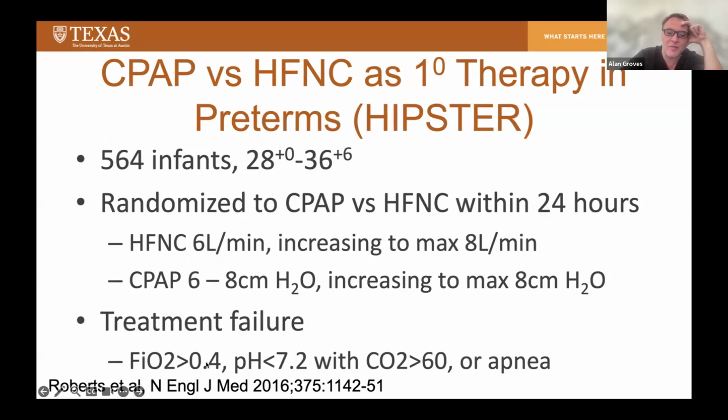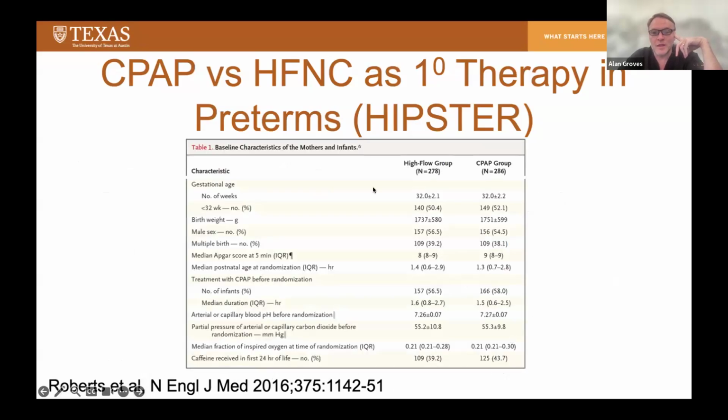They had pretty tightly defined criteria for when the treatment was deemed to have failed. Same for both studies. Either your FiO2 was above 0.4, or you had a pH of 7.2 with a CO2 more than 60, or you had a set number of apnea episodes per hour on the NICU. The trial, published in the New England Journal, was very well conducted, with clearly well-matched high flow and CPAP groups.